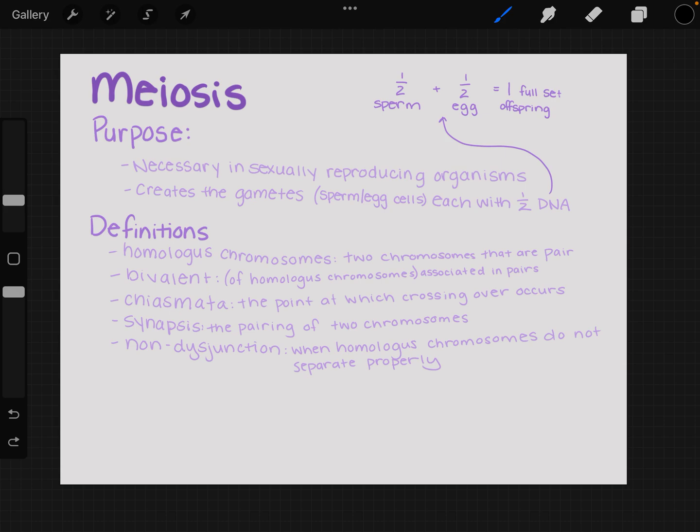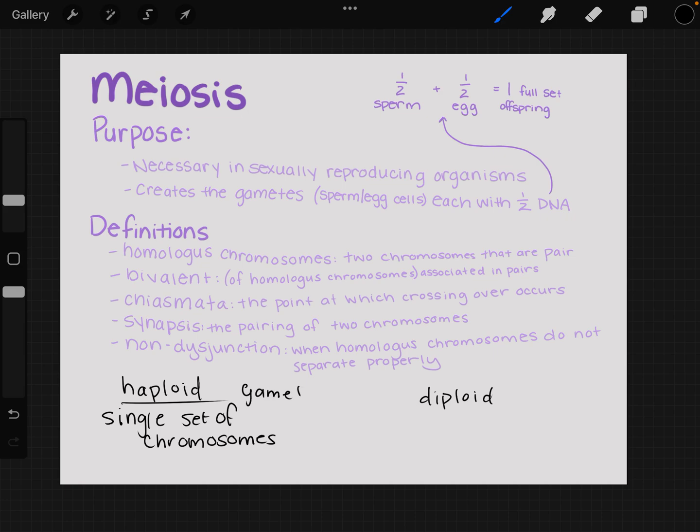The next two things that I want to make sure that I am defining, that I didn't have on this list previously, are haploid and diploid. Okay, so haploids are going to be a single set of chromosomes. So the gametes are going to be your haploid cells, right? So again, that's the sperm and the egg.